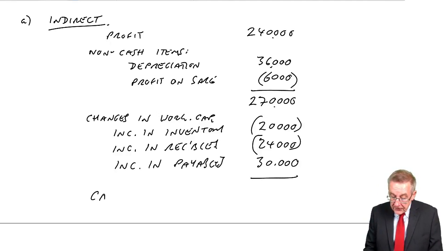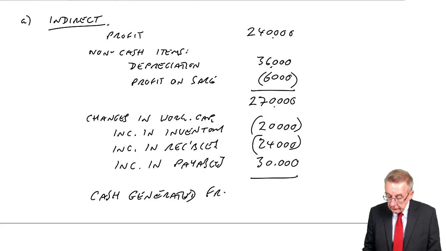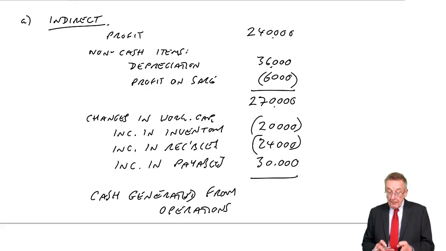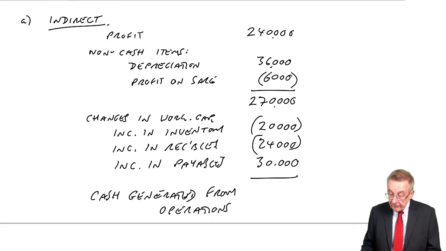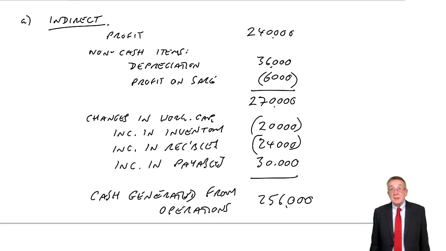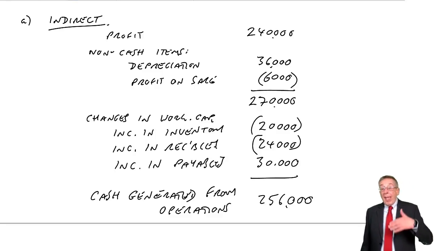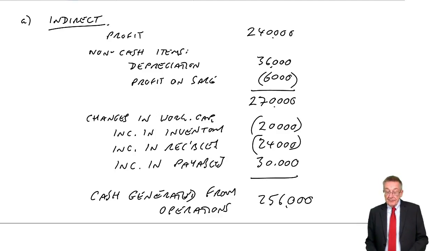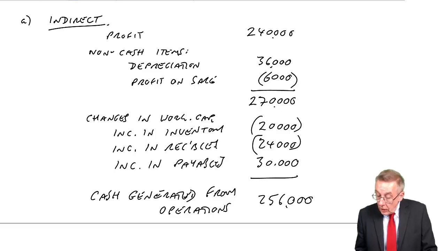And so after adjusting for those, the cash generated from operations, got the calculator, 270 minus 20 minus 24 plus 30, 256,000. Now that's all we're asked for here in a full statement. Remember, it carries on like before, less interest, dividends, tax paid, and then cash flows from investing activities, cash flows from financing activities. All right, well, that's fine.